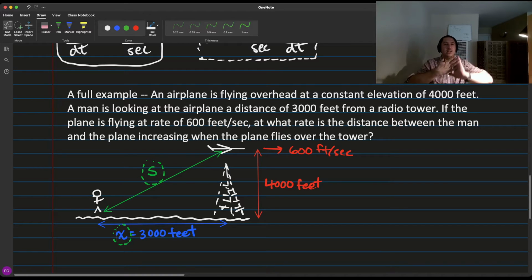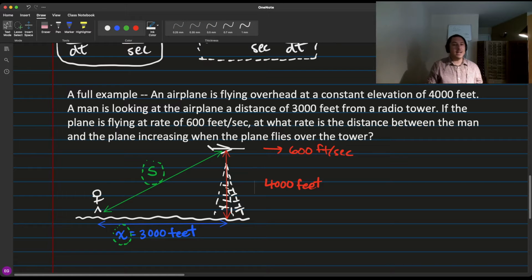Anything that's changing needs a variable. You don't need a variable y for the 4,000 because the plane is always 4,000 feet from the ground, so no variable is needed. So hopefully that makes sense to you. Let's move it over here.